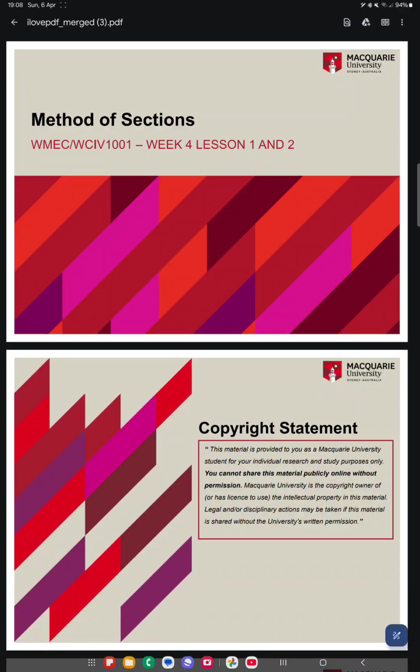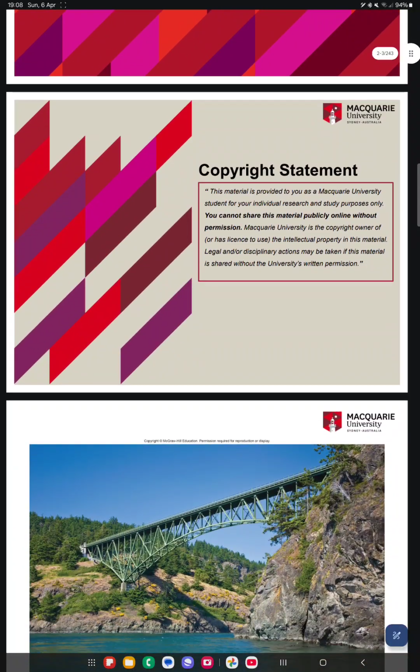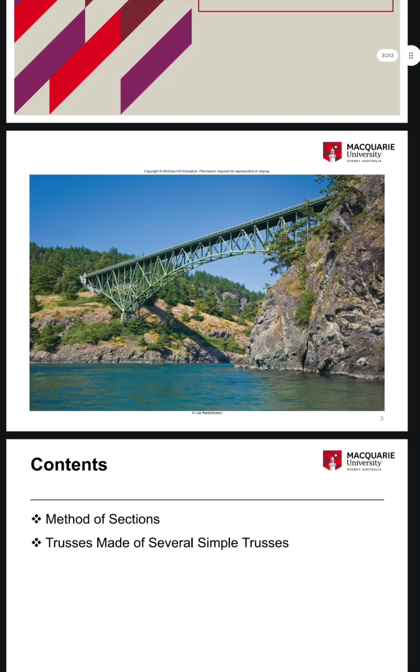Alrighty. So for this one, we have week 4 to 6 for the final exam. Starting with week 4, lesson 1 and 2. This is the truss method of sections of WMAX Civ 1001. So this is a truss example of a bridge.